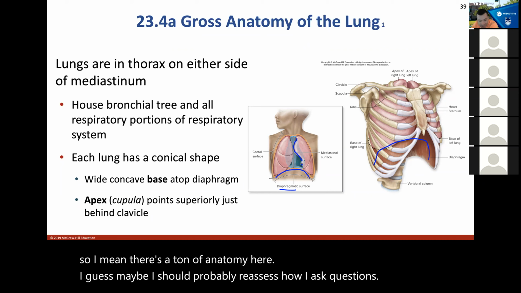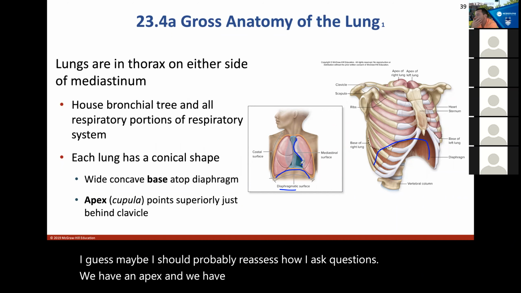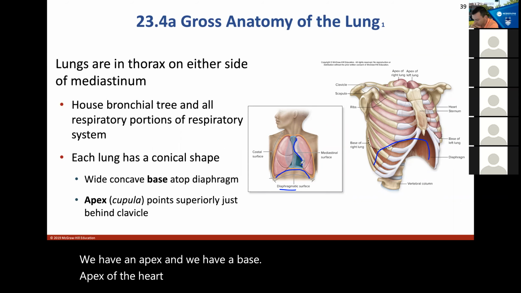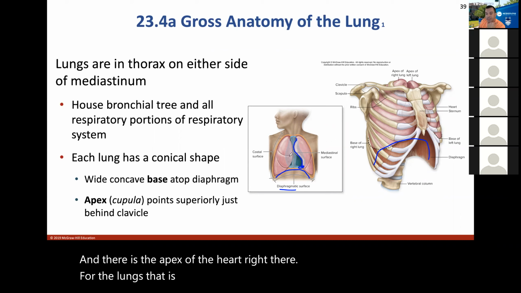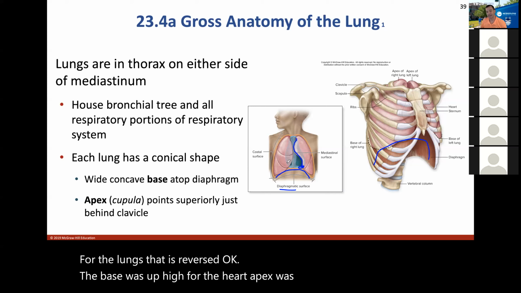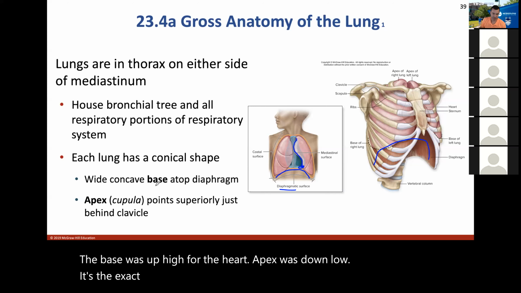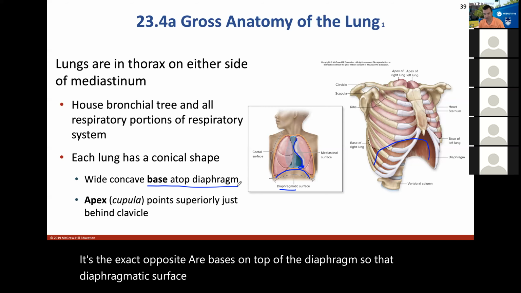We have an apex and we have a base. Apex of the heart points up or down? Down. Down, good. Okay, and there's the apex of the heart right there. For the lungs, that is reversed. The base was up high for the heart. Apex was down low. It's the exact opposite here. Base is on top of the diaphragm. So that diaphragmatic surface is basically the base of the lungs.